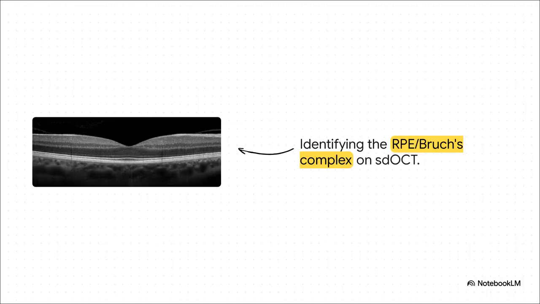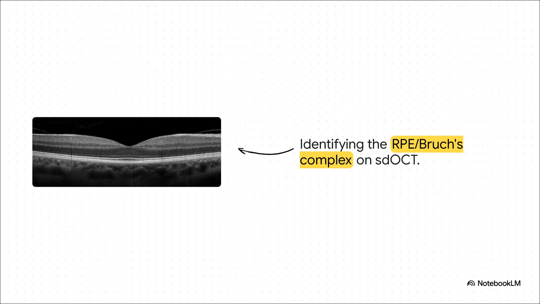Let's build our OCT map, starting from the outside and working our way in. Command your attention to the outermost heavy white line on this scan. This is the RPE/Bruch's membrane complex. Whenever you look at a scan, find this line first. It is your foundational anatomical anchor point. But why is it so brilliantly hyperreflective?